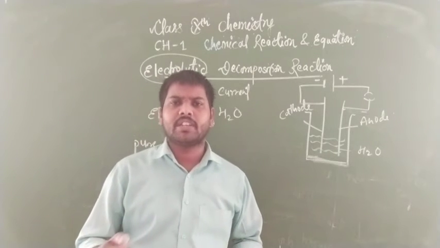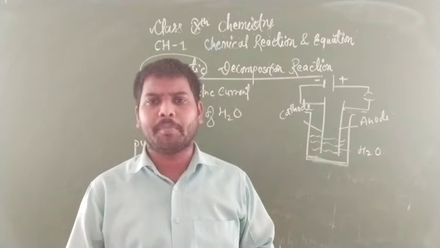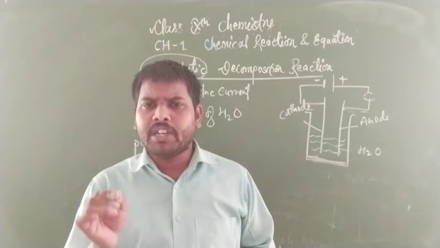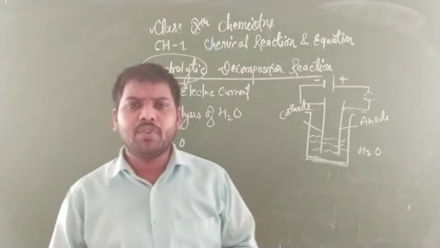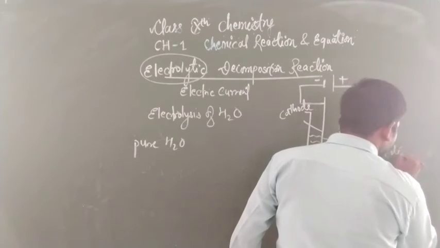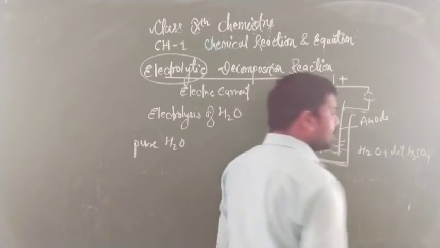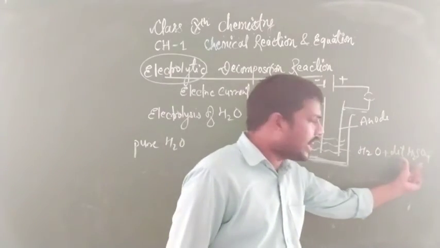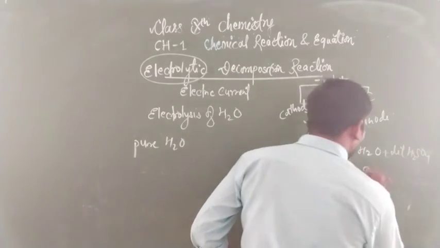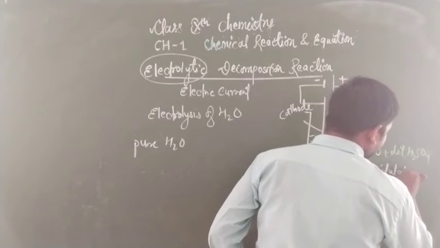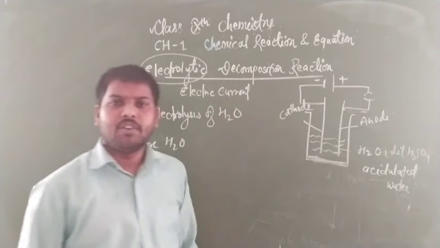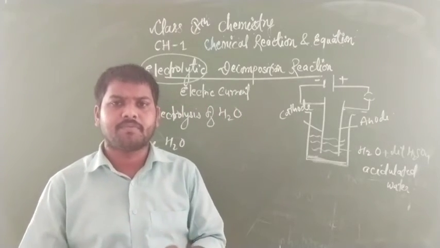This topic you will read in chapter 2, because salts, acids and bases are very good conductors of electricity. So you will add a little dilute sulfuric acid into this water. When dilute sulfuric acid combines with water, the name is acidulated water. Acidulated water means water combined with acid. Clear everyone?